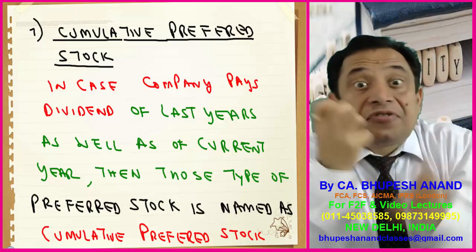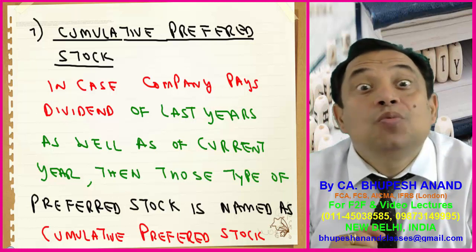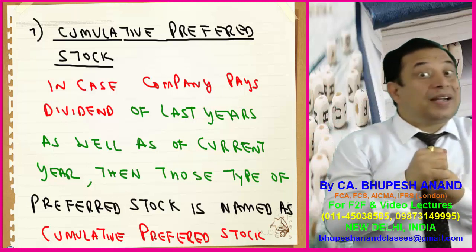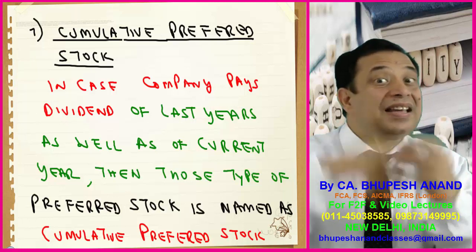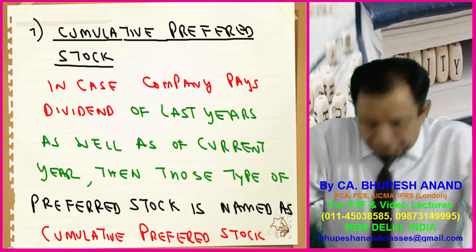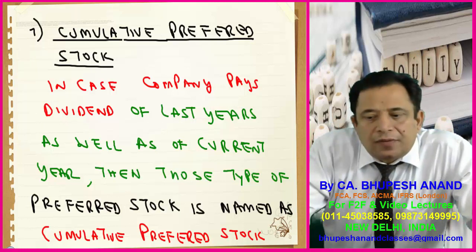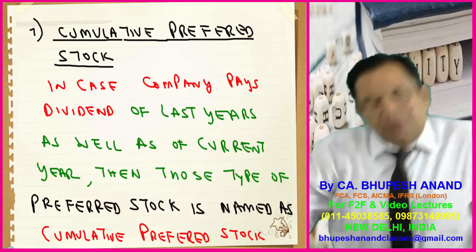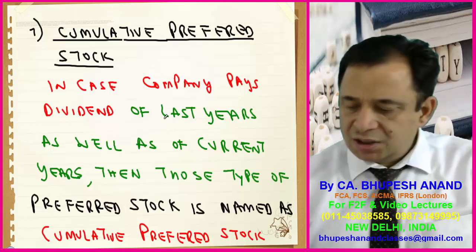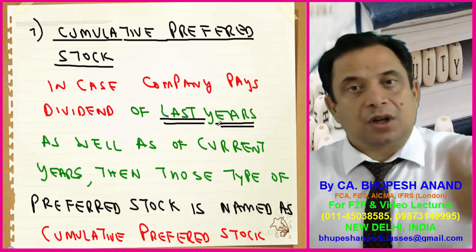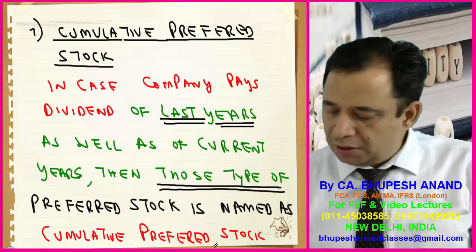This type of feature which preference holders have is named cumulative preference. As the name indicates, their dividend right accumulates and they will be paid dividend in the year of profits. So please write down: in case the company pays dividend of last year's as well as of current year's. Why last year's? Because the company has not paid in the last year because of losses. Then those types of preferred stock are named cumulative preferred stock.